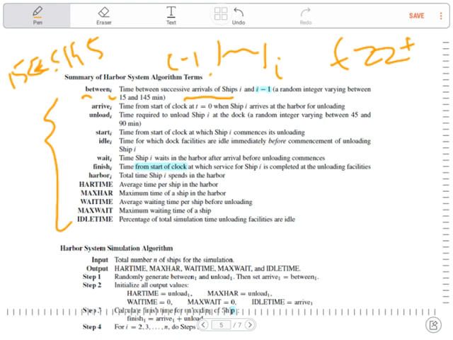Then arrive I, again the name suggests it is the arrival time of the ith ship. Between I was a comparison of the gap between two ships, I minus 1 and I, but arrive I considers only ship I. It is the time from the start of the clock at t equal to 0, as I already said, from t equal to 0 you are measuring everything. When ship I arrives at the harbor for unloading, this is arrive I, the ith ship arriving at the time arrive I. Then unload I is the amount of time taken by ship I to unload.